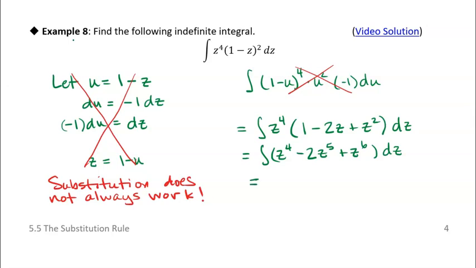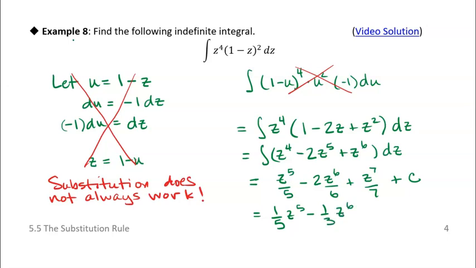Right, I'm going to get z to the fifth over 5 minus 2 z to the sixth over 6, and then plus z to the seventh over 7 plus a c, right? So that's good. You can leave it that way. The only thing I can see is maybe that 2 and the 6 can cancel. I could rewrite this as 1/5 z to the fifth minus 1/3 z to the sixth plus 1/7 z to the seventh plus c. That's fine too.